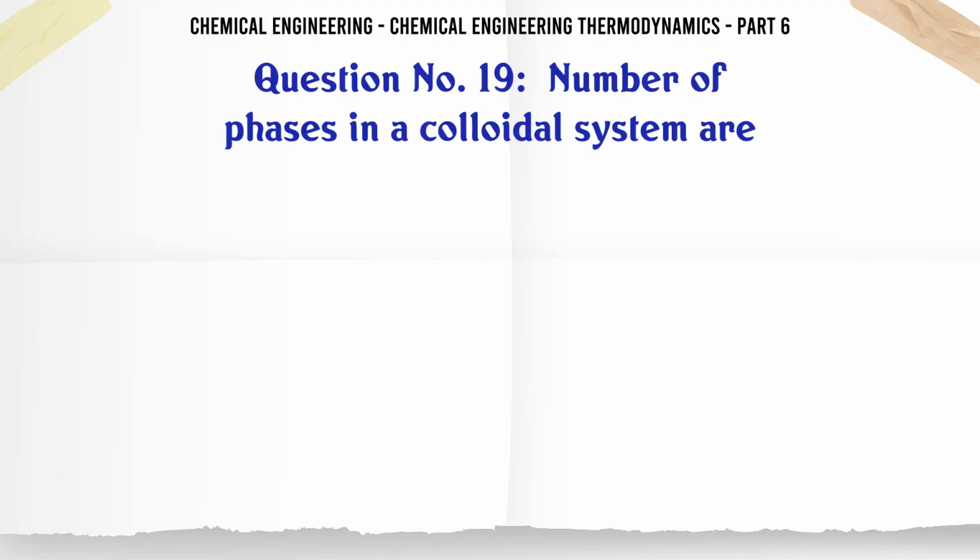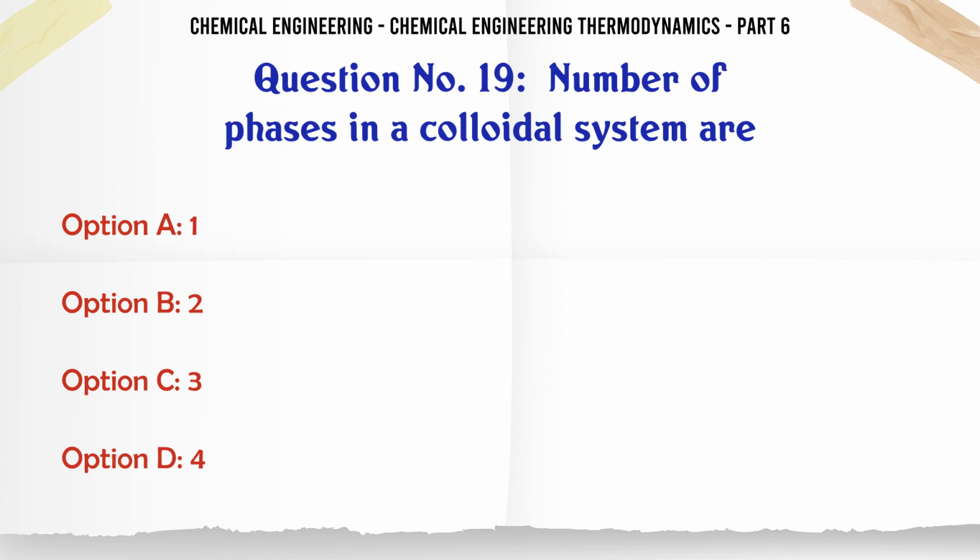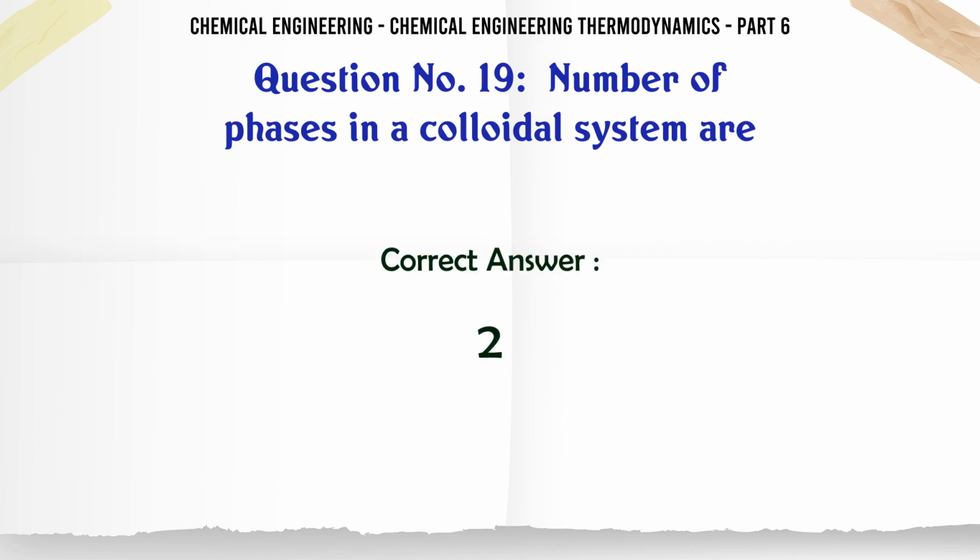Number of phases in a colloidal system are: A) 1, B) 2, C) 3, D) 4. The correct answer is 2.